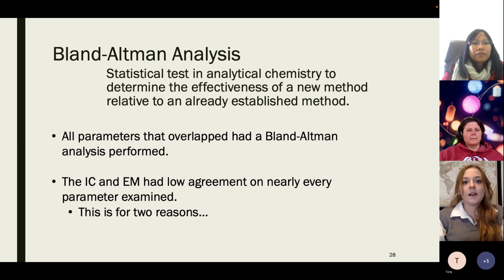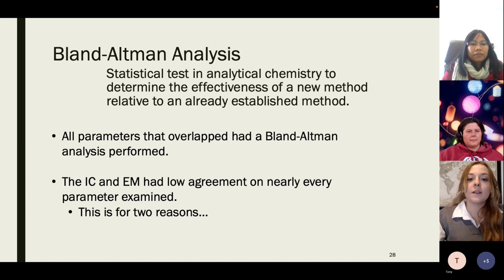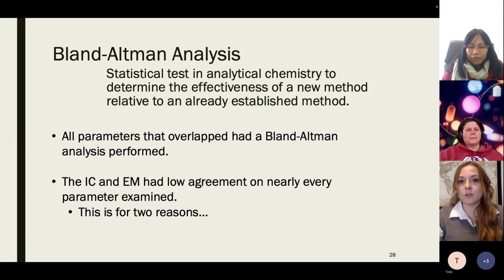So as my secondary goal, I wanted to create a statistical analysis between the IC and the Exact Micro 20 to see whether or not these methods agreed. So I did a Bland-Altman analysis, which is a statistical test to determine the effectiveness of a new method, which in our case would be the Exact Micro 20, relative to an already established method, which would be our IC. And what I found was that the IC and the Exact Micro 20 had low agreement on nearly every parameter examined. And we have a hypothesis for two reasons as to why.